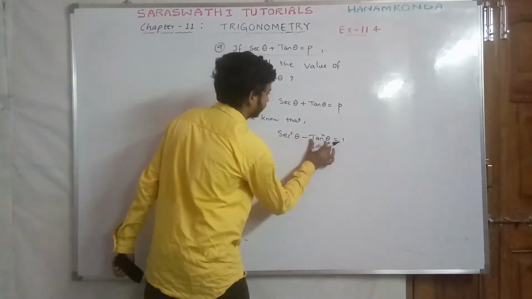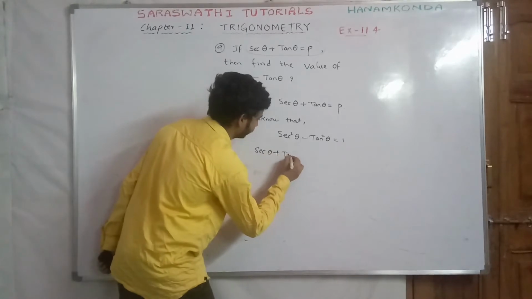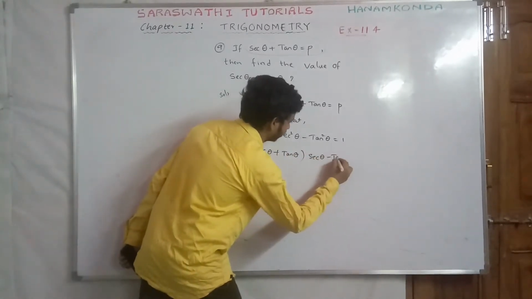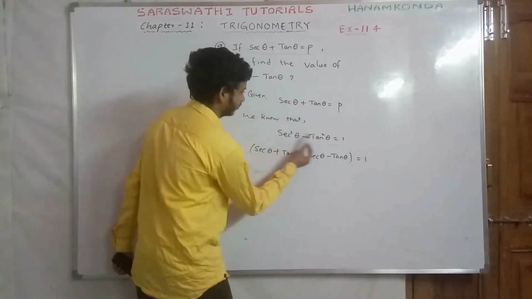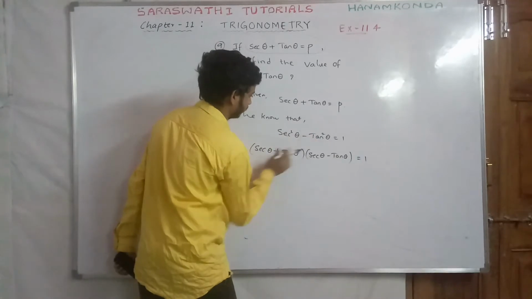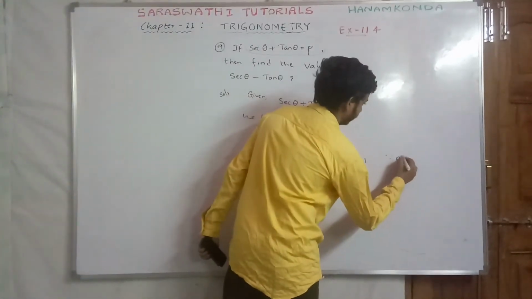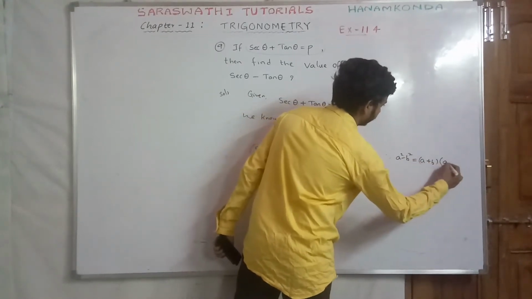So here sec square theta minus tan square theta can be written as sec theta plus tan theta into sec theta minus tan theta equal to 1. Okay, here it is of the form a square minus b square, so we have written it as a plus b into a minus b.